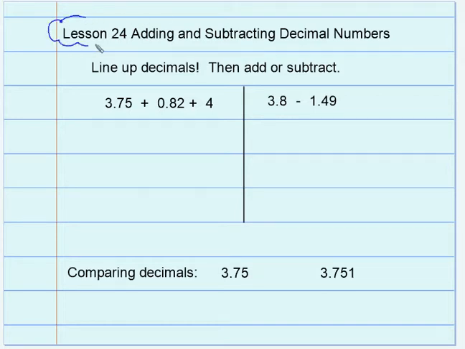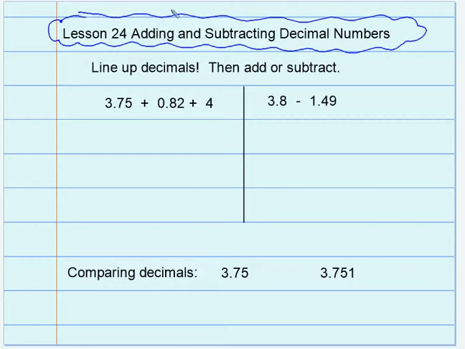Hi class, this is course 3, lesson 24, adding and subtracting decimal numbers. This will be short and sweet. It is one slide. You see it right here. Line up the decimals, then add or subtract. So here are the two problems we're going to do today.